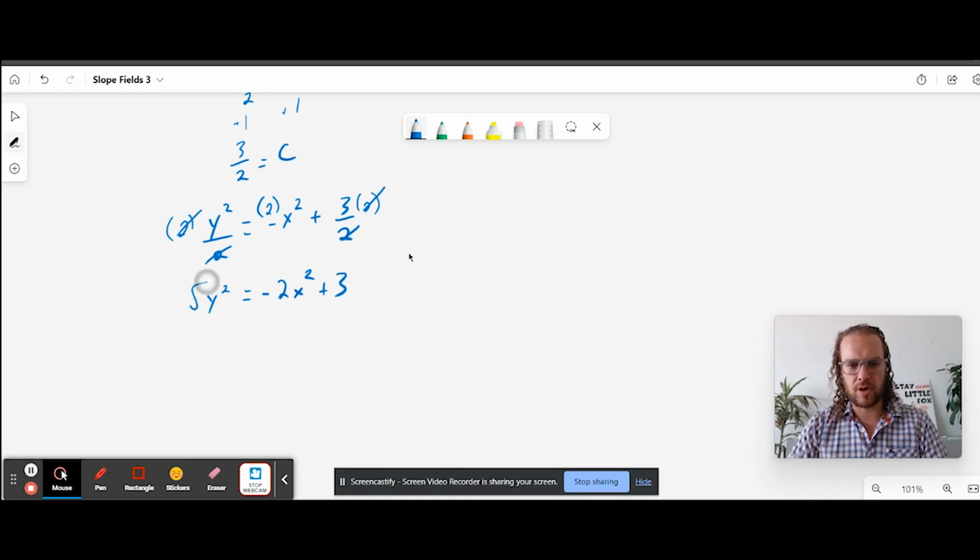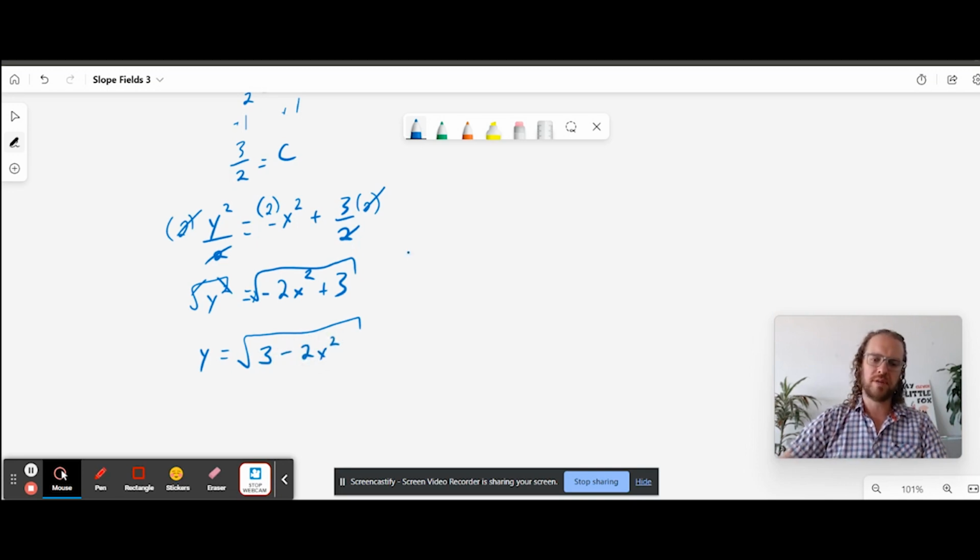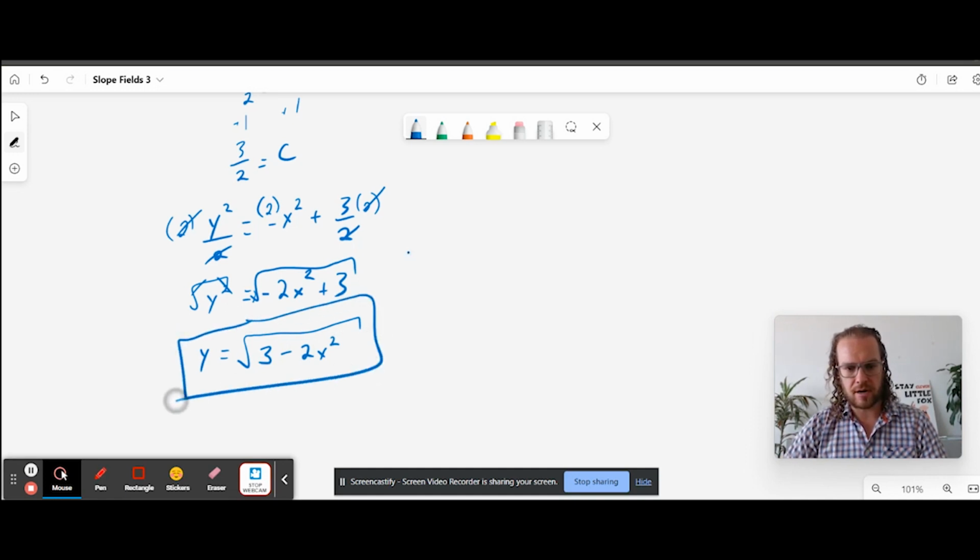Then from there, we need to, of course, square root to get rid of the squared. So y will be equal to, and again, as you've seen me do, I prefer to write the positive number first, so the square root of 3 minus 2x squared. That'll be our actual equation, or our particular solution that we are looking for here.